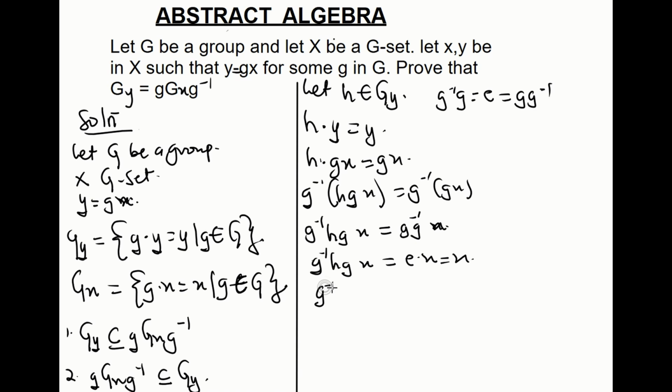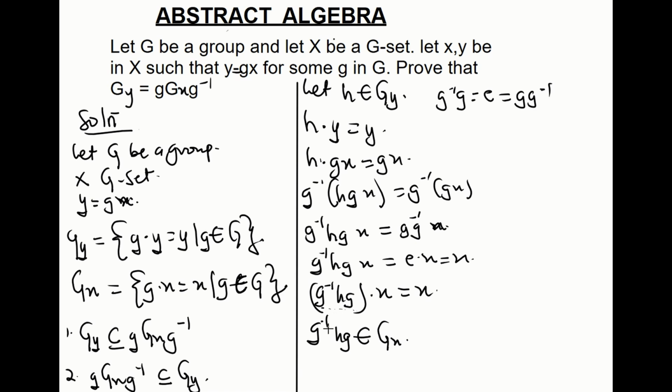This tells us that g inverse h g composed with x is equal to x. What does this tell you? This tells you that this element is in the stabilizer of x. Why? Because any element picked from the stabilizer of x leaves x the same. So when we pick this as an element, g inverse h g composed with x leaves x unchanged. Therefore, g inverse h g is in the stabilizer of x.